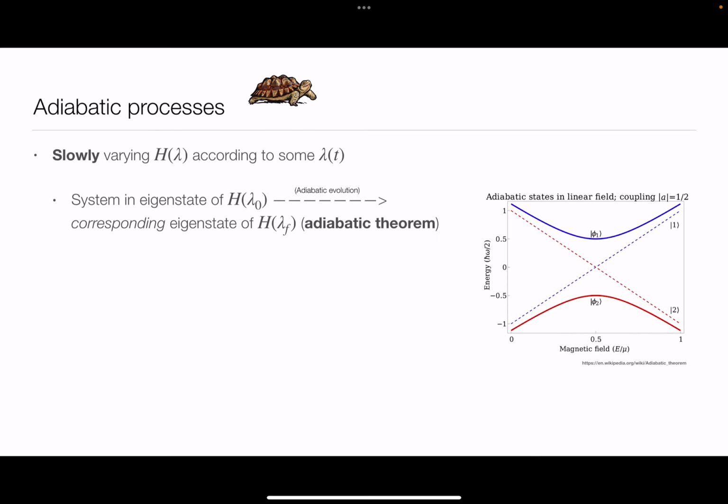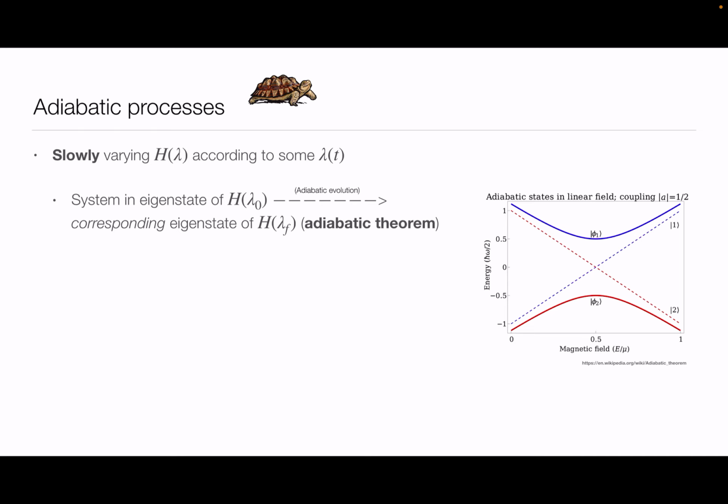Now, the reason we need to do it slowly is because, based on something called the adiabatic theorem, assuming you start in the eigenstate of the Hamiltonian at the initial time, so at t0, if you evolve slowly enough according to this adiabatic evolution, you will end in the corresponding eigenstate of the Hamiltonian at the final time. So say you start in the ground state of the Hamiltonian at time 0, you're going to end up in the ground state of the Hamiltonian at the final time.